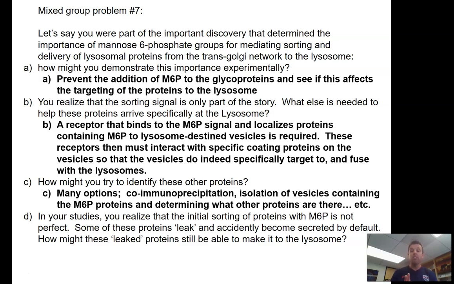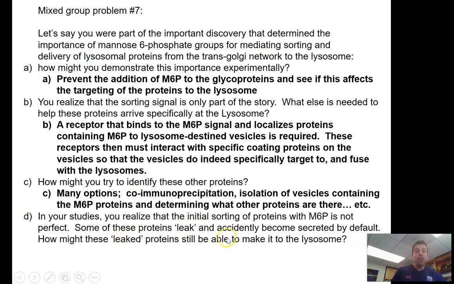Right? You can isolate vesicles with the M6P proteins and see what the coat proteins are. There's a number of ways. Yeast two-hybrid will look for binding interactions, things like that. So just think about this a little bit and do your best, but those are some ideas right there.